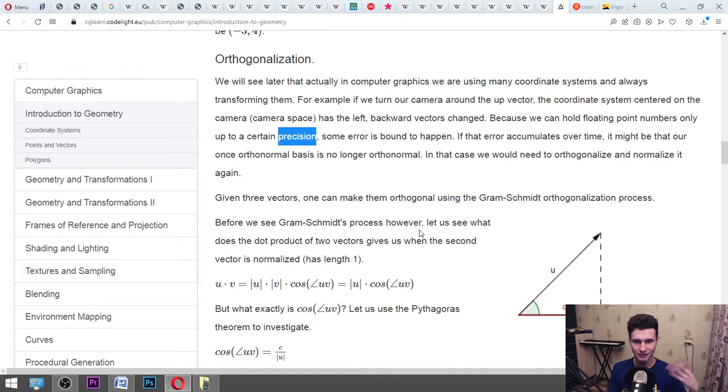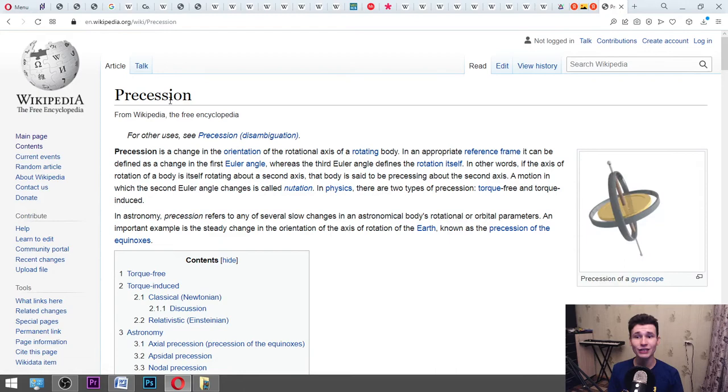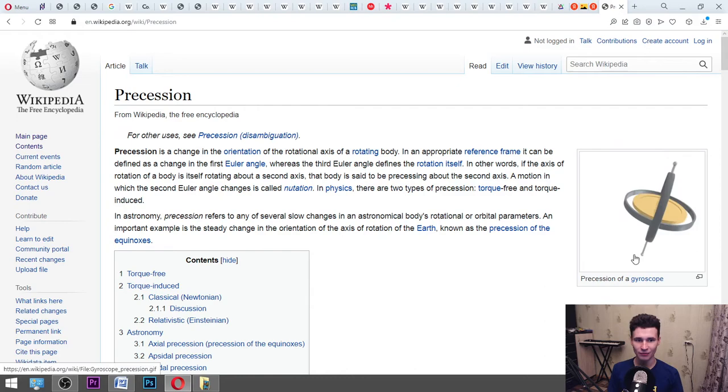So we know we have it in astronomy, in one moment, I will open right now. It is the phenomenon when the axis of rotation of a body changes its direction in space. And in English, how we call it actually, it is precession. Ah, okay. It is this type of thing. And it was called almost the same.